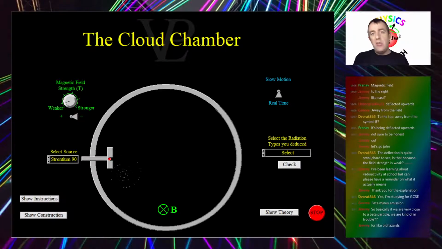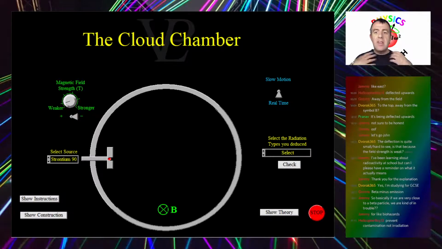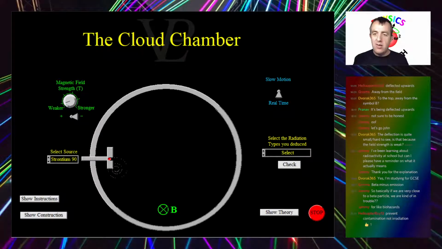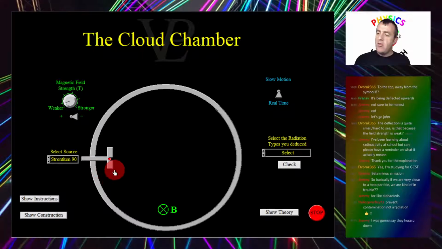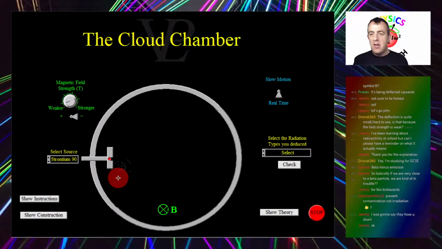But when you get out of there, take the suit off, have a decontamination shower. Yeah, it prevents contamination, helicopter boy. That's perfectly worded. It doesn't prevent irradiation. So you've still got to watch out for your dose. So that's a higher penetrating power. You can see they hose you down. Yeah, they do. Exactly, Jammy.